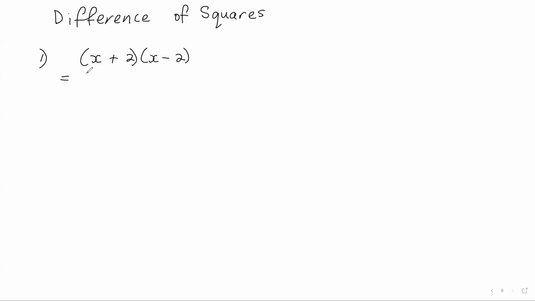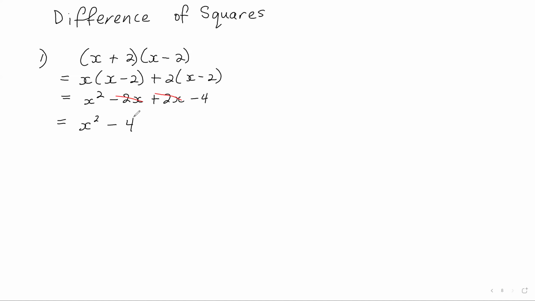Well, x plus 2 by x minus 2, you multiply x by x minus 2, and then plus 2 by x minus 2. So that would give me x by x, which is x squared. x by minus 2 is minus 2x. 2 by x is 2x, and 2 by minus 2 is minus 4. So x squared will remain by itself, but minus 2x plus 2x will just become 0. So that cancels out, and you'll just be left with x squared minus 4.